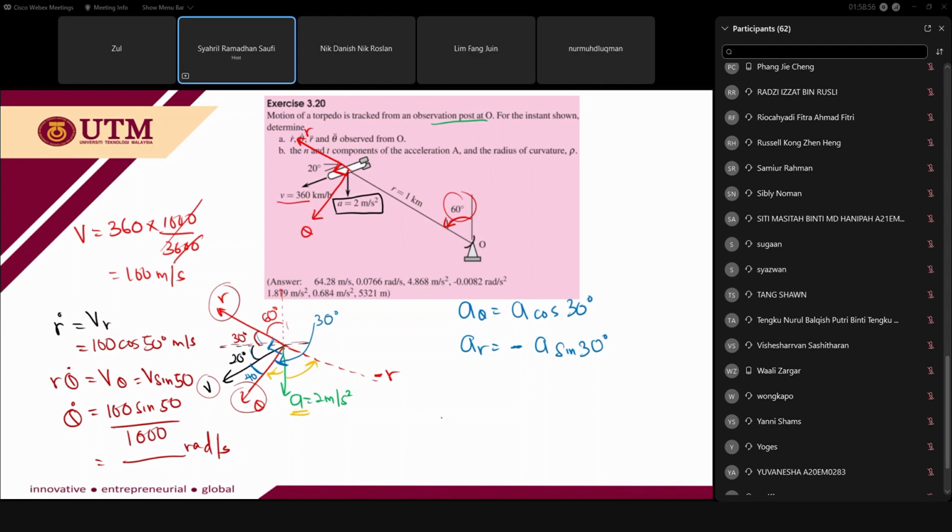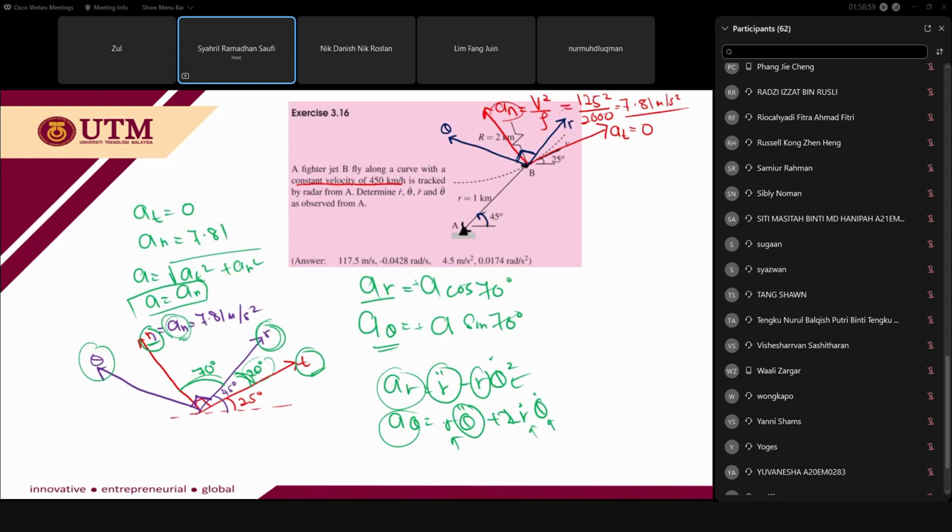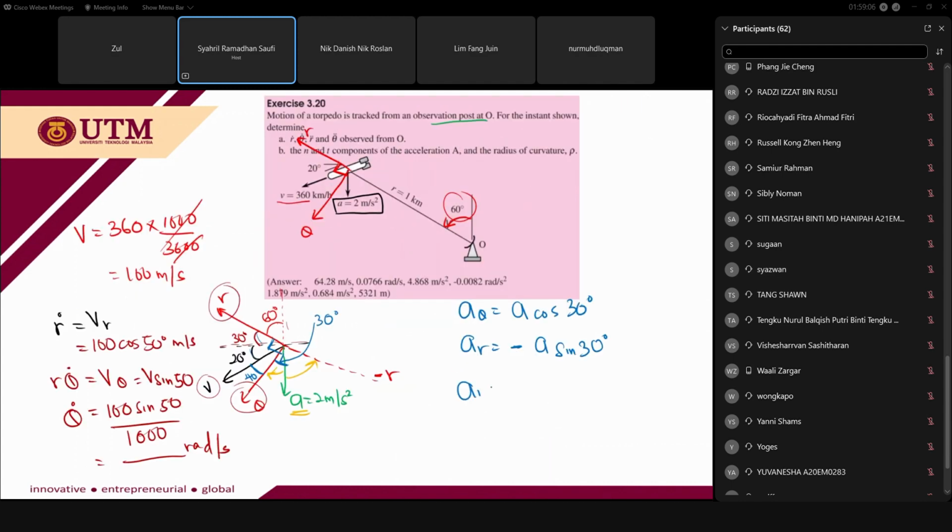Okay, so then you substitute the equation. AR is equal to R double dot minus R theta dot squared to get R double dot. And then A theta is equal to R theta double dot plus 2 R dot theta dot, to get theta double dot. So you know this is based on V R, this one you already calculated in velocity analysis. So you have all the parameters, and then you can get this R double dot and theta double dot. Okay, any questions so far?